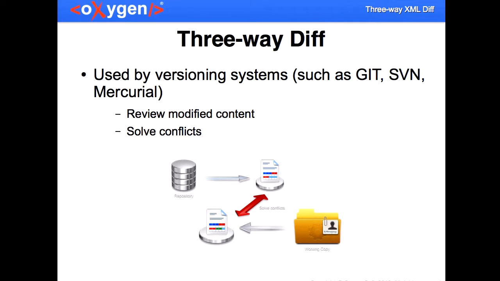So this algorithm is used especially when you use Git or SVN or a versioning system that doesn't have a lock and you can commit at any time. And the three-way helps the user to review the content that will be added and also to solve the conflicts that will be on the repository.